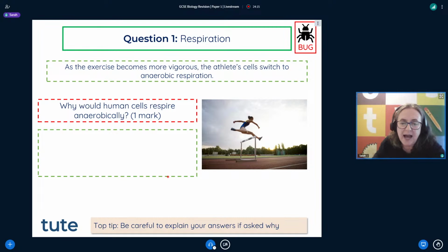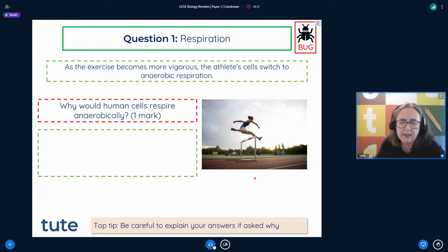Okay, so basically, we're going to look at a slightly different scenario here, where as the exercise becomes more vigorous, the athlete's cells switch to anaerobic respiration. So we're asking the question here, why would human cells respire anaerobically? Why would the cells switch to anaerobic respiration?